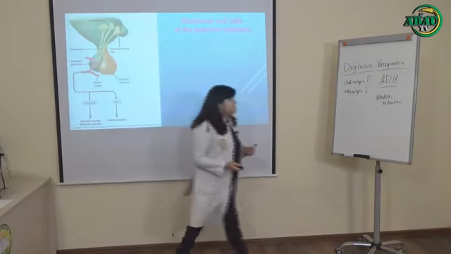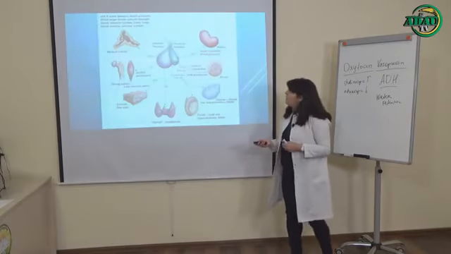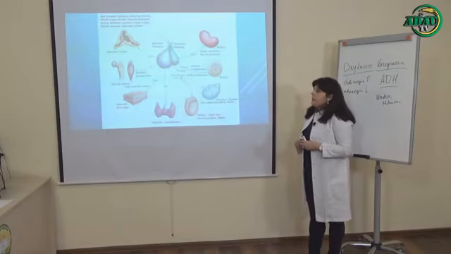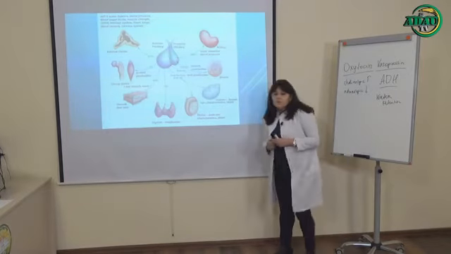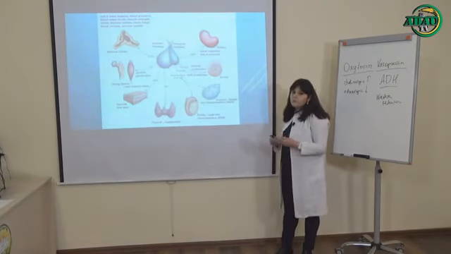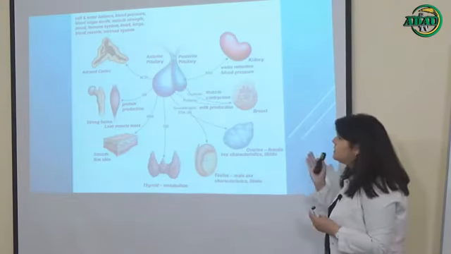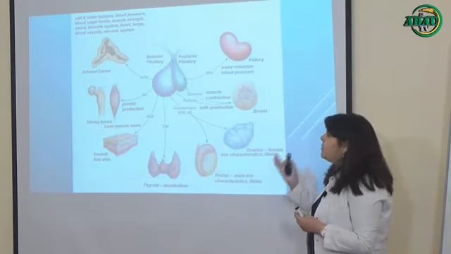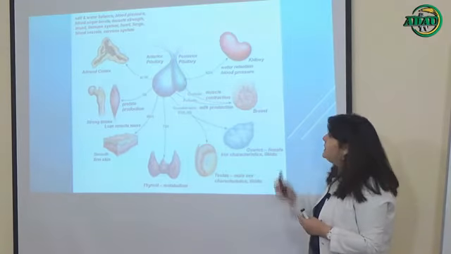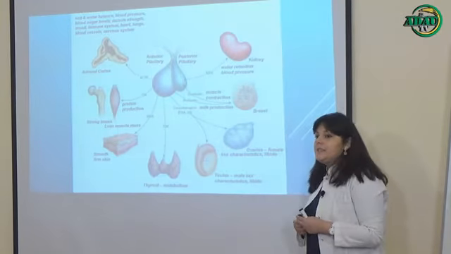Let's continue. What about the hormones of the anterior pituitary? The anterior pituitary has lots of hormones like adrenocorticotropic hormone, growth hormone, thyroid stimulating hormone, prolactin, and in the intermediate lobe we have melanocyte stimulating hormones.